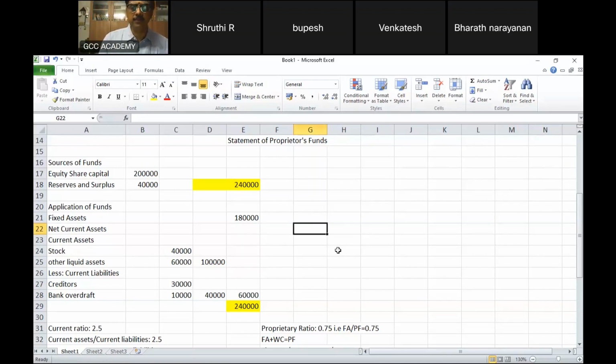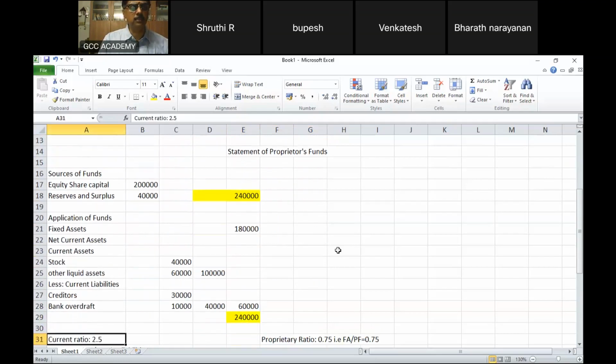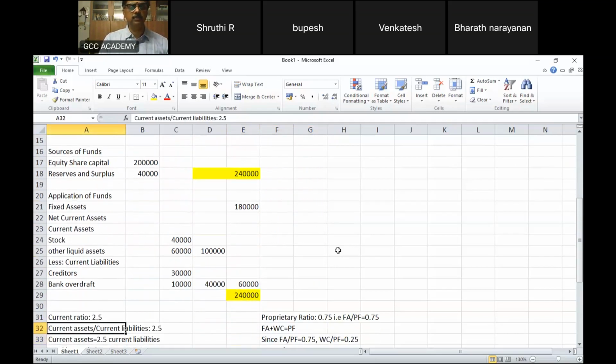So this is a very interesting problem. Hope you understood. You regularly get this in the exam. I hope you noted down the answer also. So we have arrived at the statement of proprietors' funds, tallied the sources and applications. Okay, clear? We'll go to the next problem.